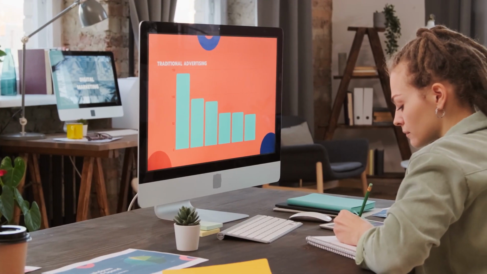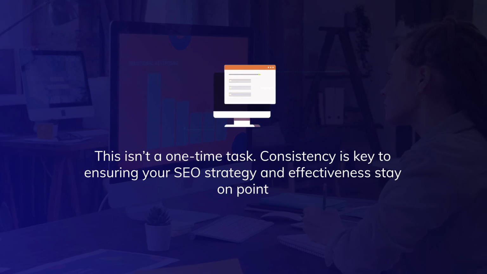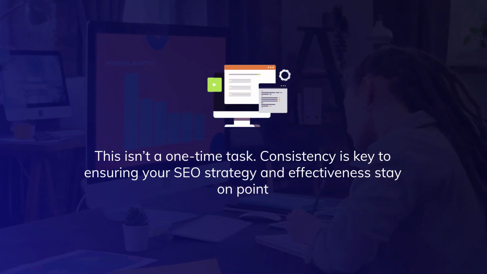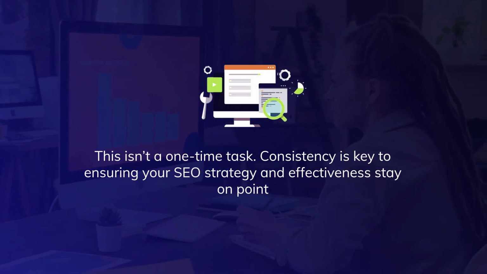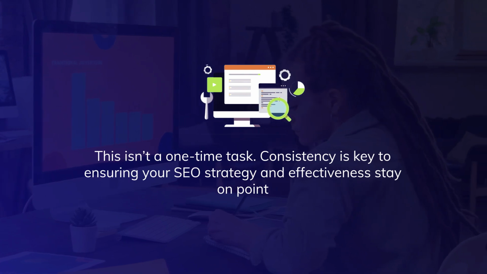Takeaways. So, how's that perspective on SEO competitor analysis now? Identifying strengths and weaknesses and accessing essential data from your SEO competitors is definitely a game changer for the success of your SEO strategy. Now, this isn't a one-time task. Consistency is key to ensuring your SEO strategy and effectiveness stay on point. And tapping into the insights of an SEO competitor analysis can give your business the top ranking it's looking for.